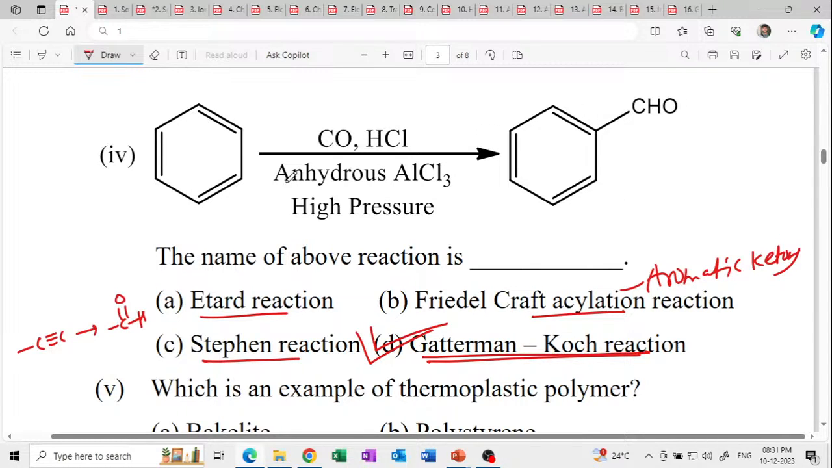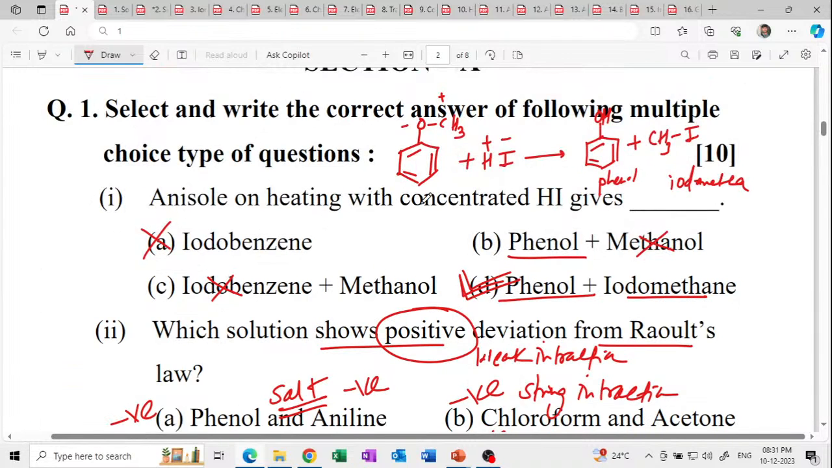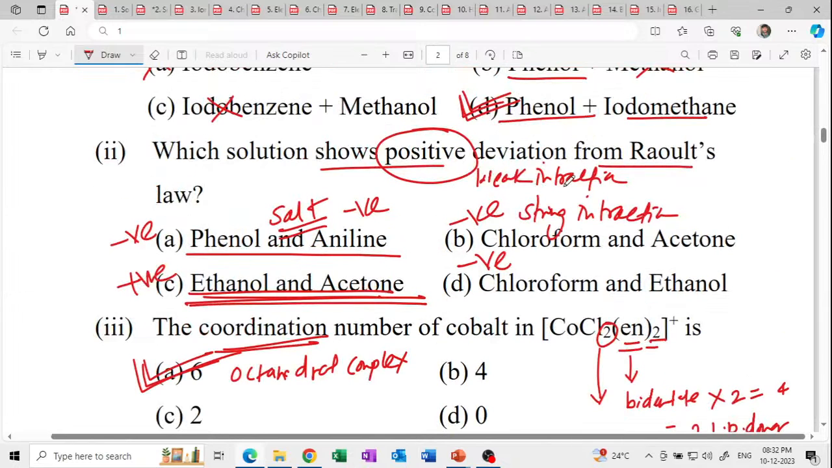Get it even? So this is the question number 4. So please write now. That's the number 1 question. Anisole on heating with concentrated HI gives the phenol plus iodomethane. Number 2, which solution shows the positive deviation? That's those having the weak interactions. Ethanol and acetone has a weak interaction. The remaining 3 options have a strong interaction, so it is negative deviations.